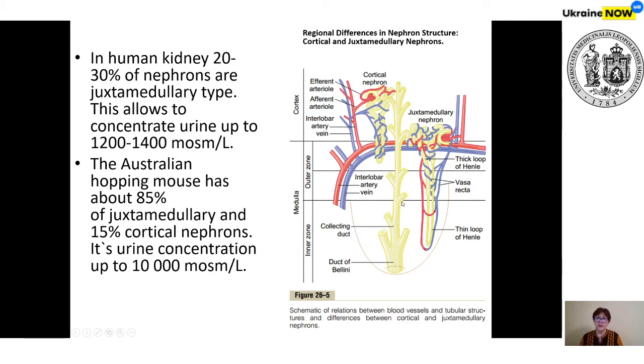The proportion of the two types of nephrons can define the concentrating ability of the kidneys. In the human kidney, 20–30% of nephrons are juxtamedullary type, so we can concentrate urine up to 1,200 to 1,400 milliosmoles per liter. Some desert animals, such as the Australian hopping mouse, have about 85% juxtamedullary nephrons and only 15% cortical nephrons, and their urine concentration reaches up to 10,000 milliosmoles per liter.